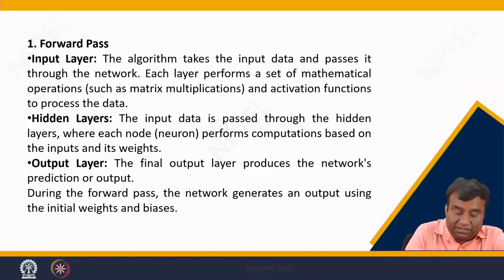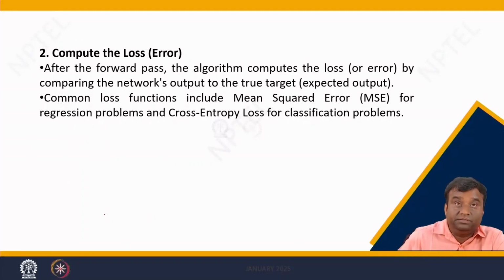Step 1, that is the forward pass. Input layer: the algorithm takes the input data and passes it through the network. Each layer performs a set of mathematical operations such as matrix multiplications and activation functions to process the data. Hidden layers: the input data is passed through the hidden layers where each node, that is neuron, performs computations based on the inputs and its weights. Output layer: the final output layer produces the network's prediction or output. During the forward pass, the network generates an output using the initial weights and biases.